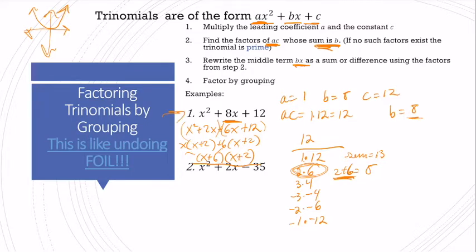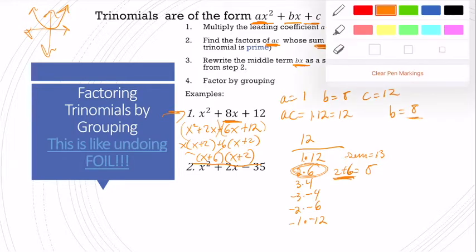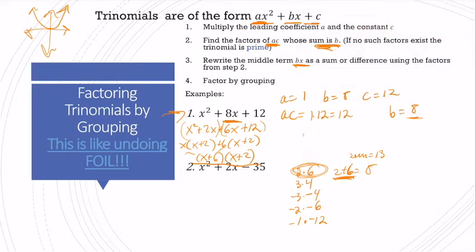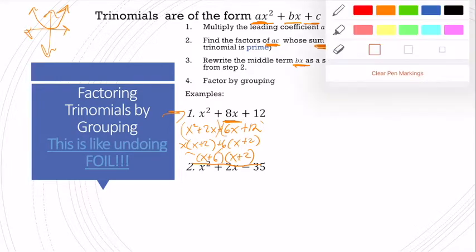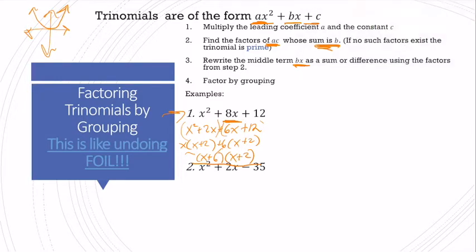Let's work on this second example, but I'm going to go ahead and clear us a little bit more room. If you needed to see that, you can pause the video real quick. Sorry, I erased so quickly. Change of color. So I have x squared plus 2x minus 35. So in this case, A is 1, B is 2, and C is 35. Sorry, C is a negative 35.